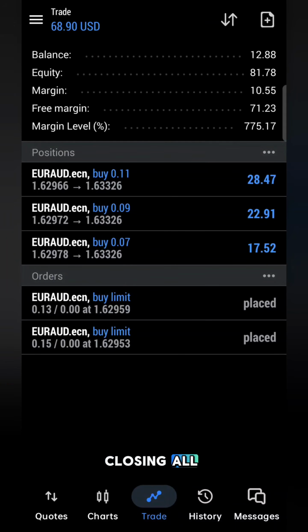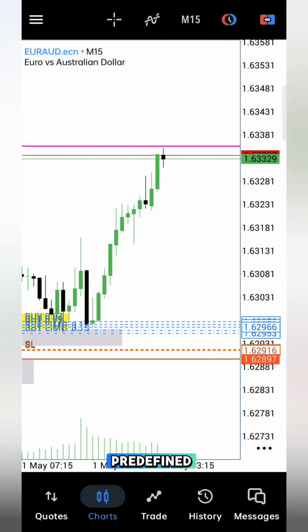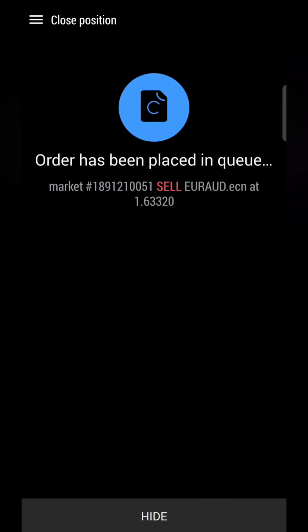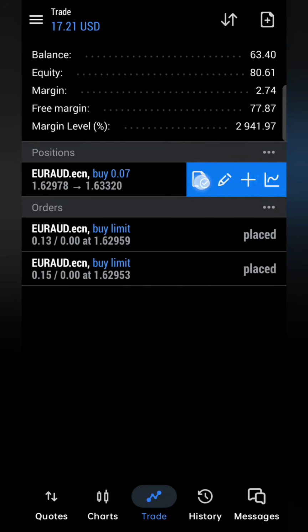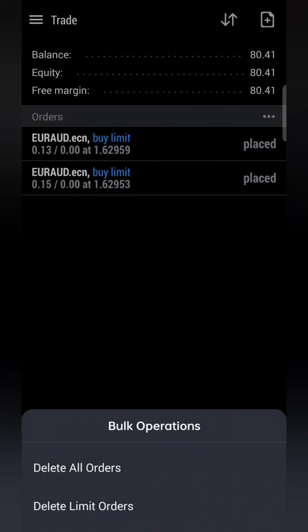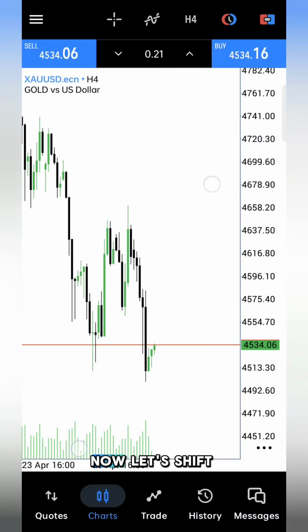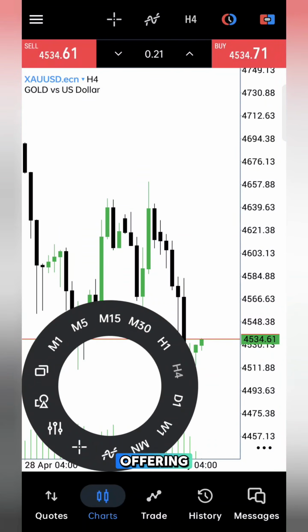Now I'll be closing all active positions and securing the profits. Taking profits at predefined targets helps maintain discipline and avoids giving back gains. The first trade played out exactly as planned. Clean execution, clean profits. Now, let's shift our focus and break down the next opportunity the market is offering.